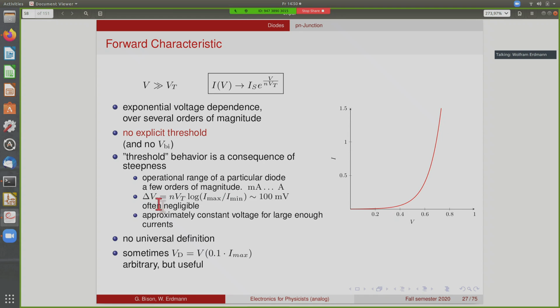So this voltage change is often negligible, and that makes it valid to treat it as if there was a threshold voltage, but there really isn't any. There's no universal definition of this diode voltage. Some people define the diode voltage as the voltage that you have when you apply 1/10 of the maximal applied current. This is completely arbitrary, but still a useful value. So when you look at a curve like this, you can say, okay, it's roughly 0.6 volts, or roughly 0.7 volts for other diodes, and this would be your diode voltage. But this is just a very crude approximation. There is no actual threshold in there.